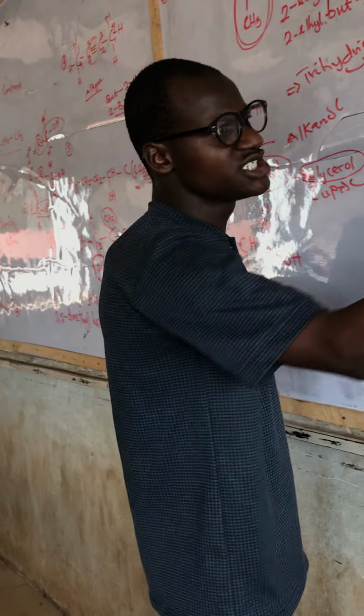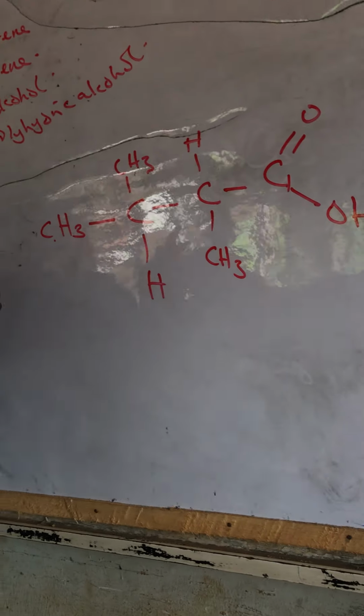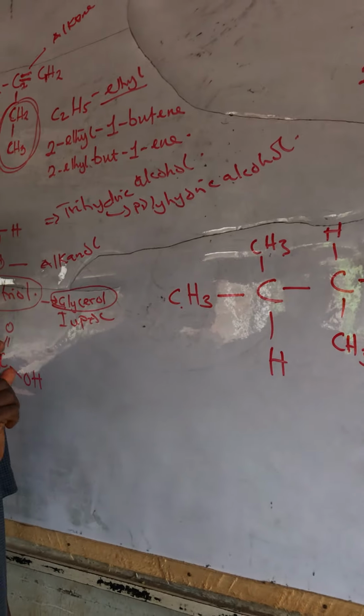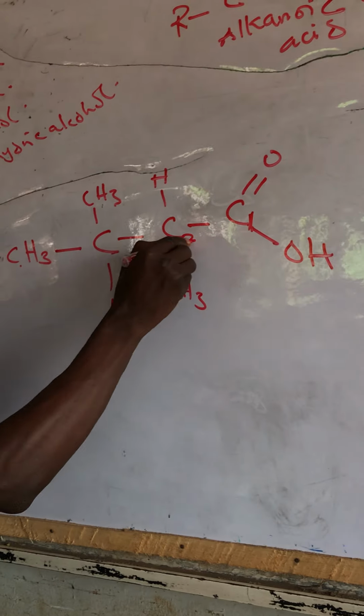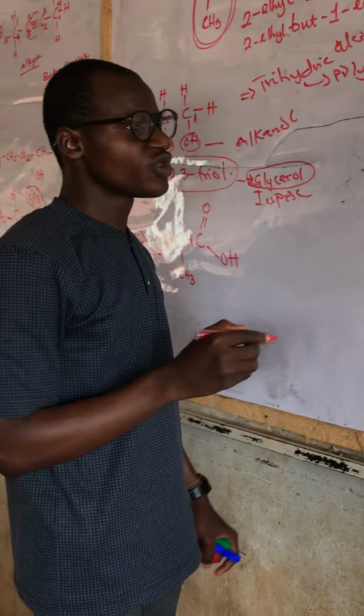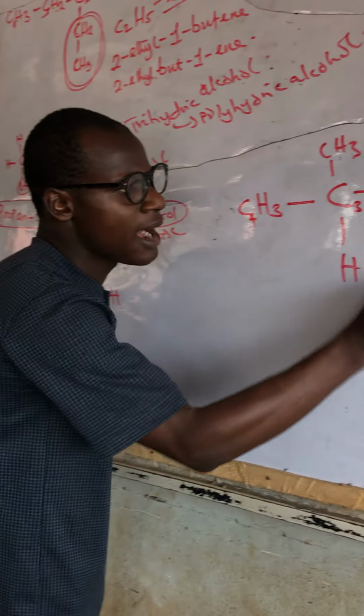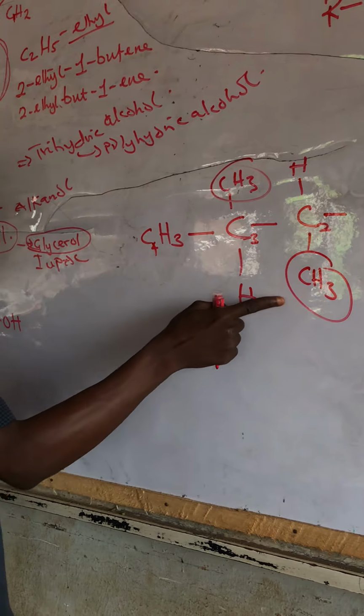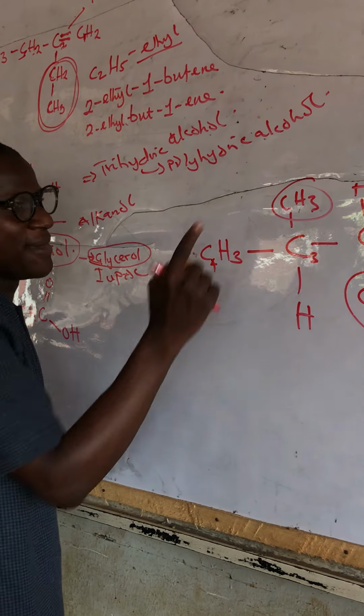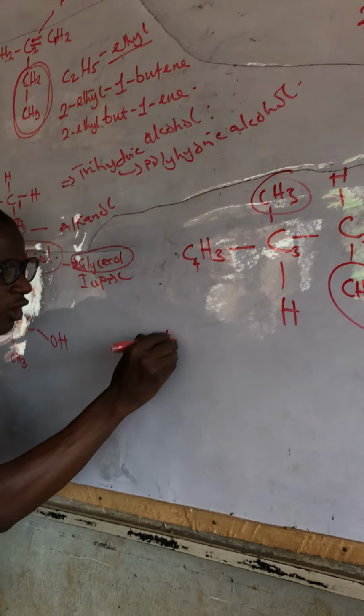Our longest carbon chain in this place, carbon 1. Now, when you are naming, you have to take note. Where is the functional group starting from? Carbon 1, carbon 2, carbon 3, carbon 4. Now, our longest carbon chain is 4 carbon. Now, we have a substituent on carbon 2 and carbon 3. And what is that substituent? It is methyl.